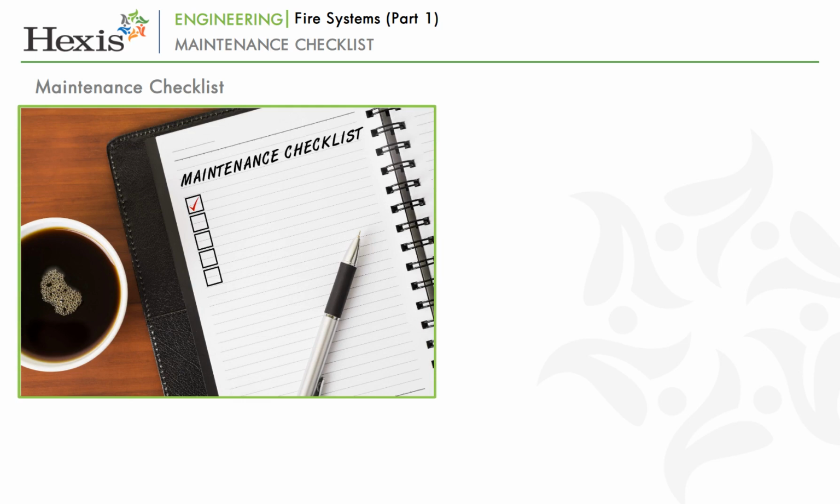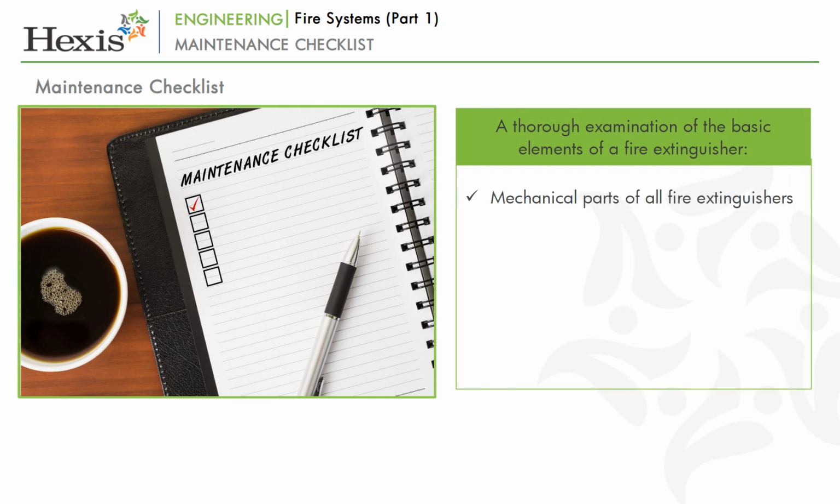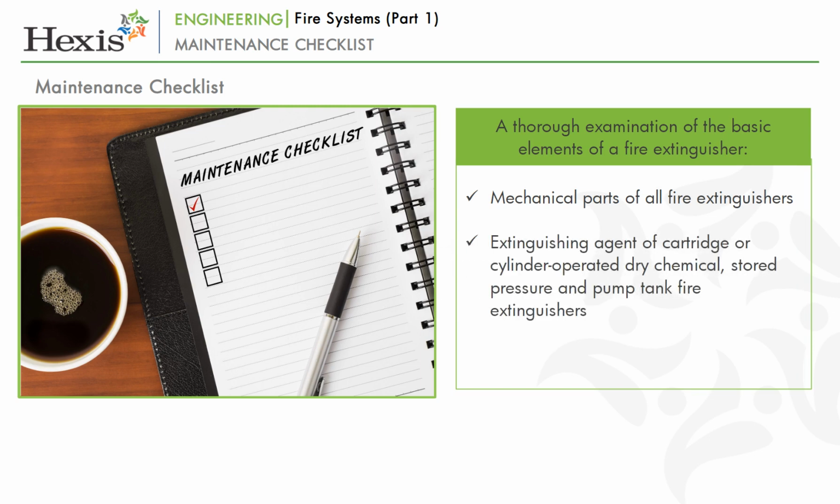Next, let us look at the maintenance checklist of fire extinguishers. Procedures shall include a thorough examination of the basic elements of a fire extinguisher, mechanical parts of all fire extinguishers, extinguishing agent of cartridge or cylinder operated dry chemical, stored pressure and pump tank fire extinguishers. Expelling means of all fire extinguishers.